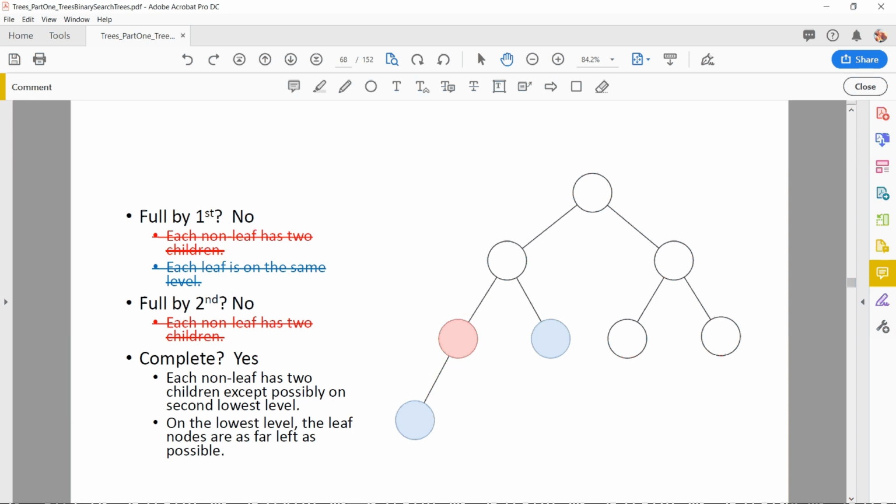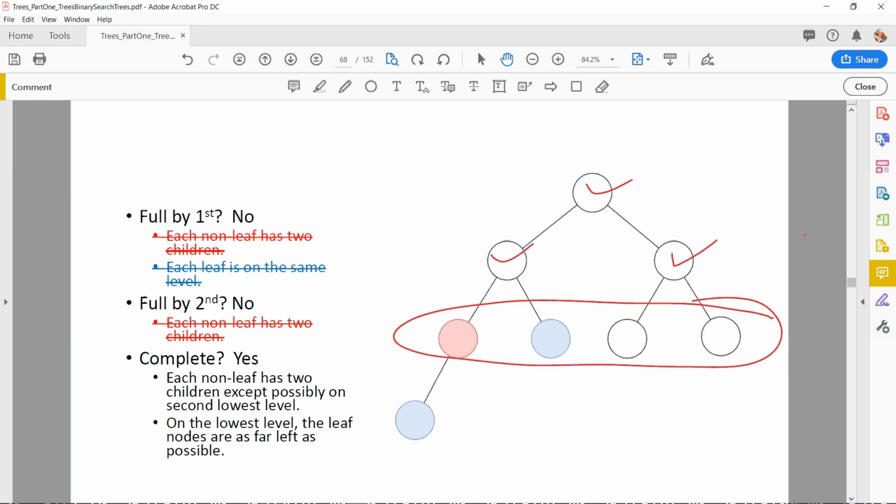So again, we ignore the second to lowest level. Make sure all other non-leaves have two children. Good to go. Yep, yep, yep. And then on the lowest level, are the leaf nodes as far left as possible? Could this node be any more to the left? It couldn't, so we're good to go. So this tree is complete.